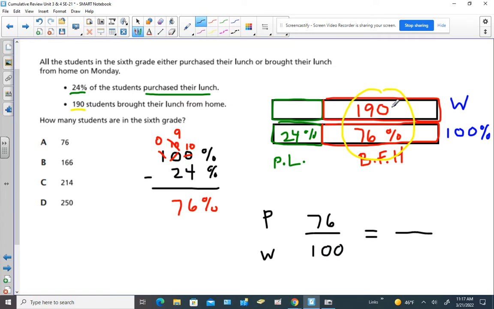And then where does this go? Is it the part or is it the whole? Well, we're looking for the whole, so this number is going to be the part. We'll put that number right here, and we'll put a W for the whole.